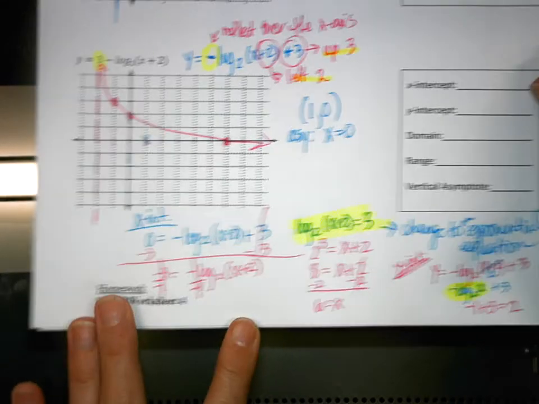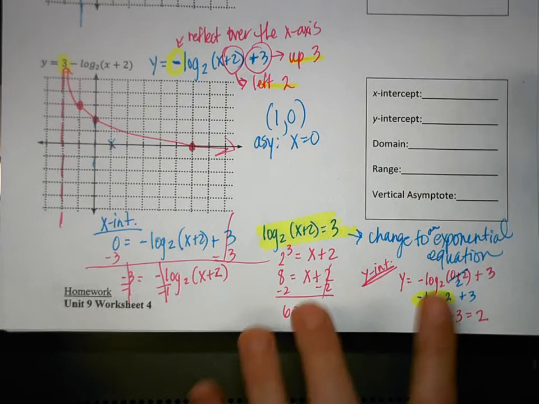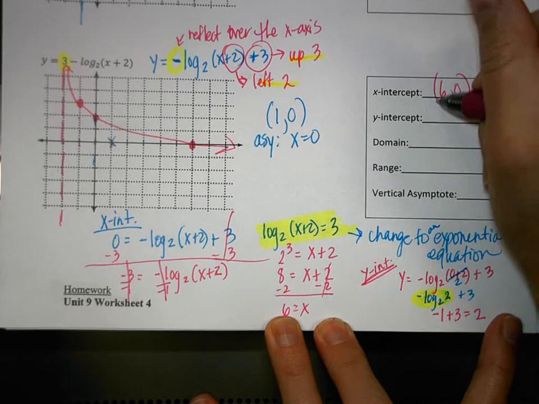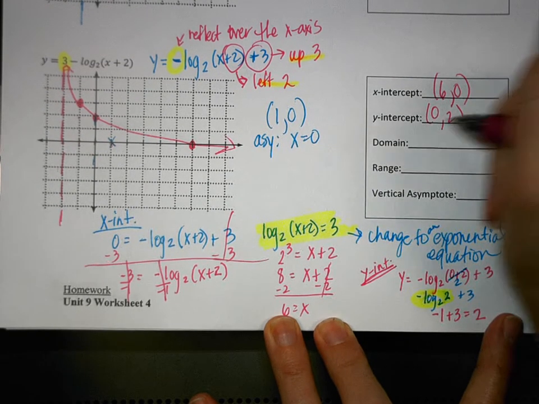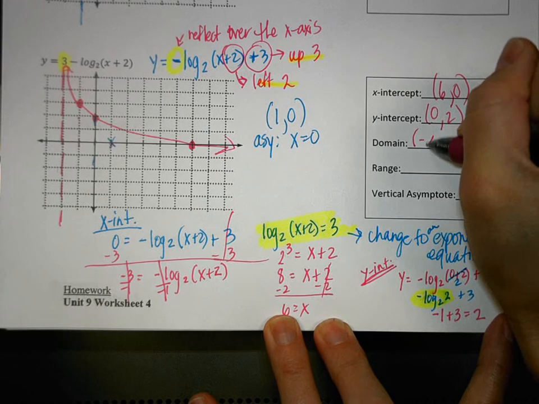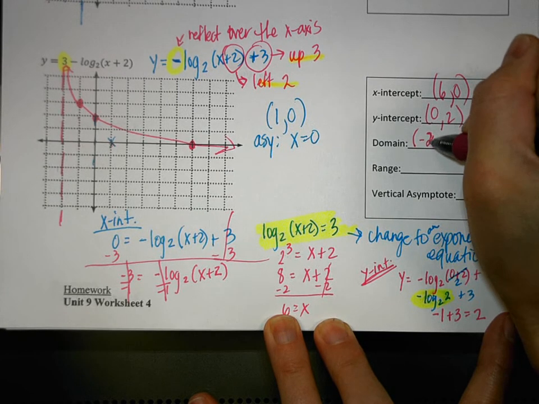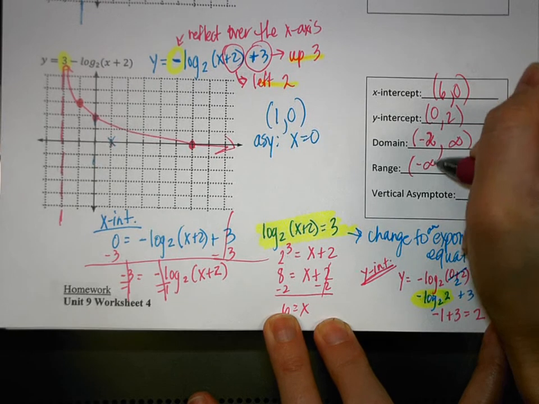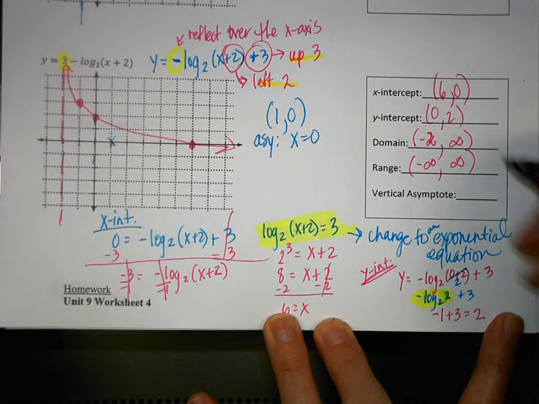So what's my x-intercept? What's my y-intercept? 0, 2. What's my domain? Negative 2 to positive infinity. Negative 2 to infinity. My range will still be negative infinity to positive infinity. And my vertical asymptote is at x equals negative 2. Well done.